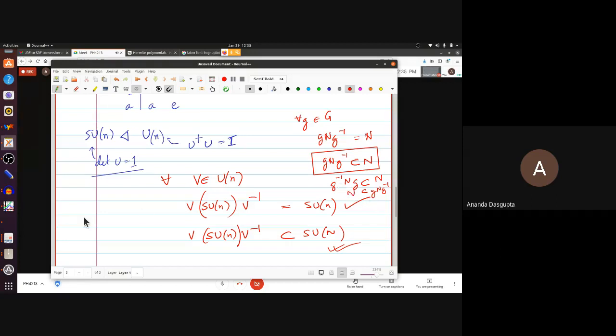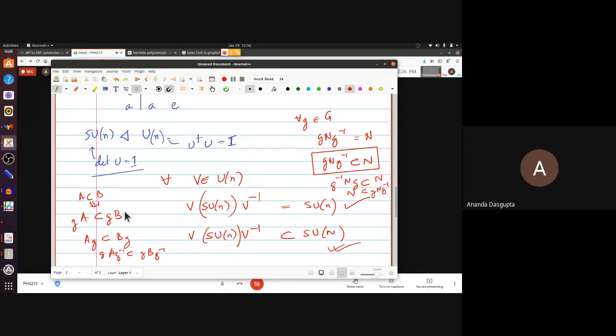This, of course, presupposes that you know this result: if A is a subset of B, then gA is a subset of gB, or Ag is a subset of Bg. These are trivial results, and hence if A is a subset of B, then gAg inverse is a subset of gBg inverse also follows. These are trivial things, but you should check whether you understand them thoroughly first.